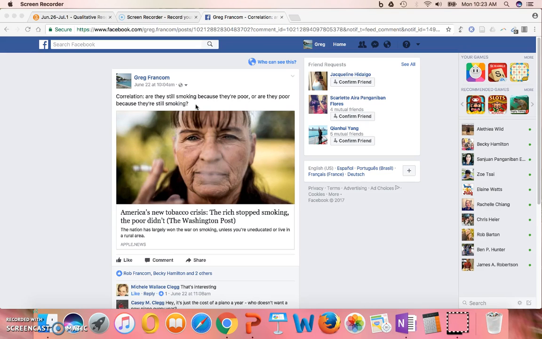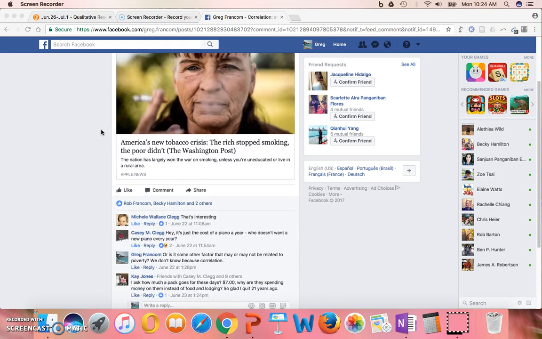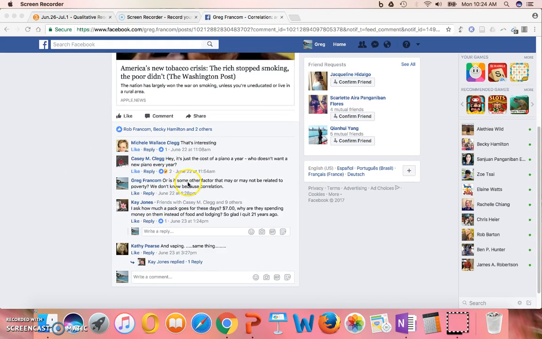Now, if we did an experimental study or a causal comparative study that compared people who were poor and smoking and all those things, we could make some claims that it's because they are poor that they are still smoking. But because that's not the case here, we don't know the answer. We don't know. And I put down here too, there were some interesting comments: is it some other factor that may or may not be related to poverty? We don't know because correlation, right?